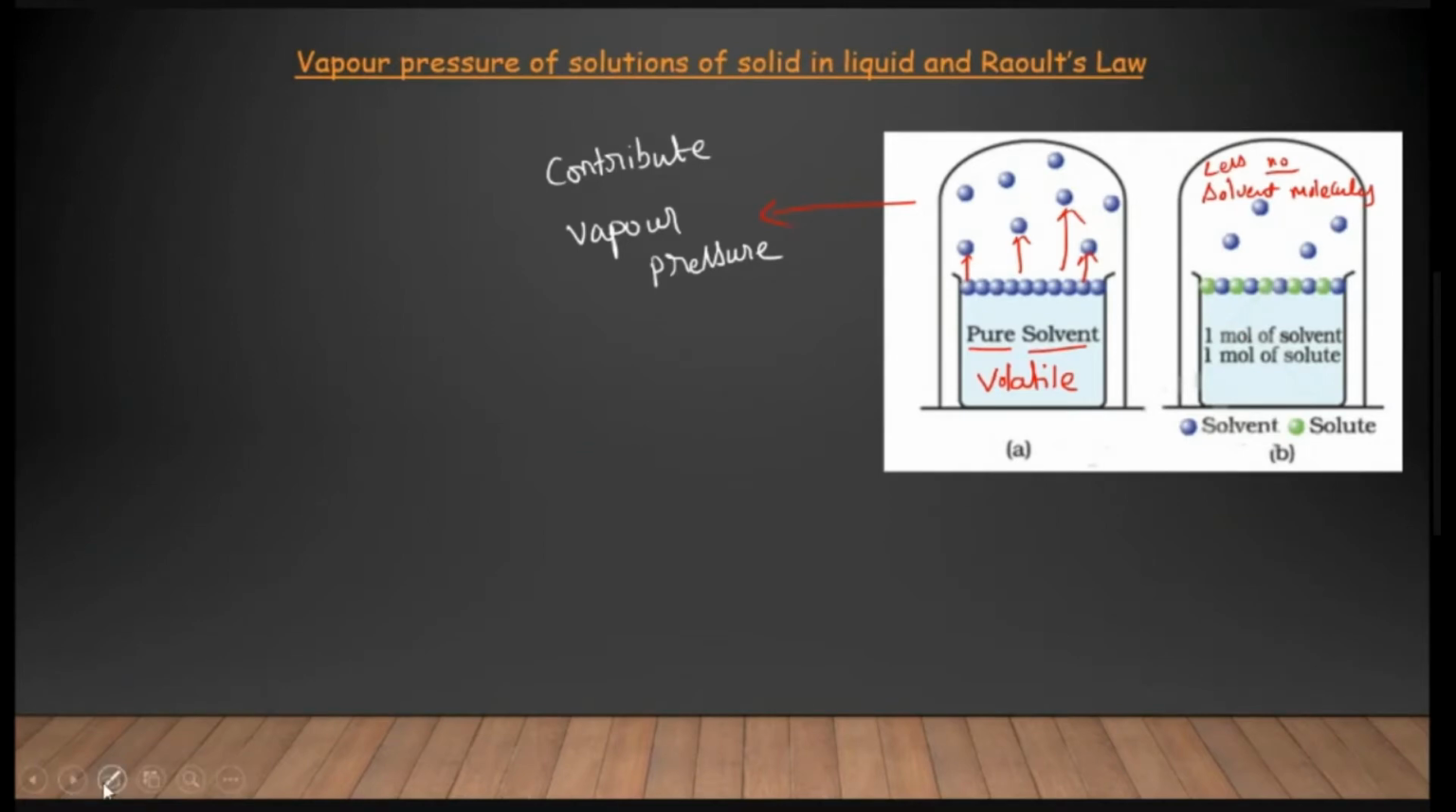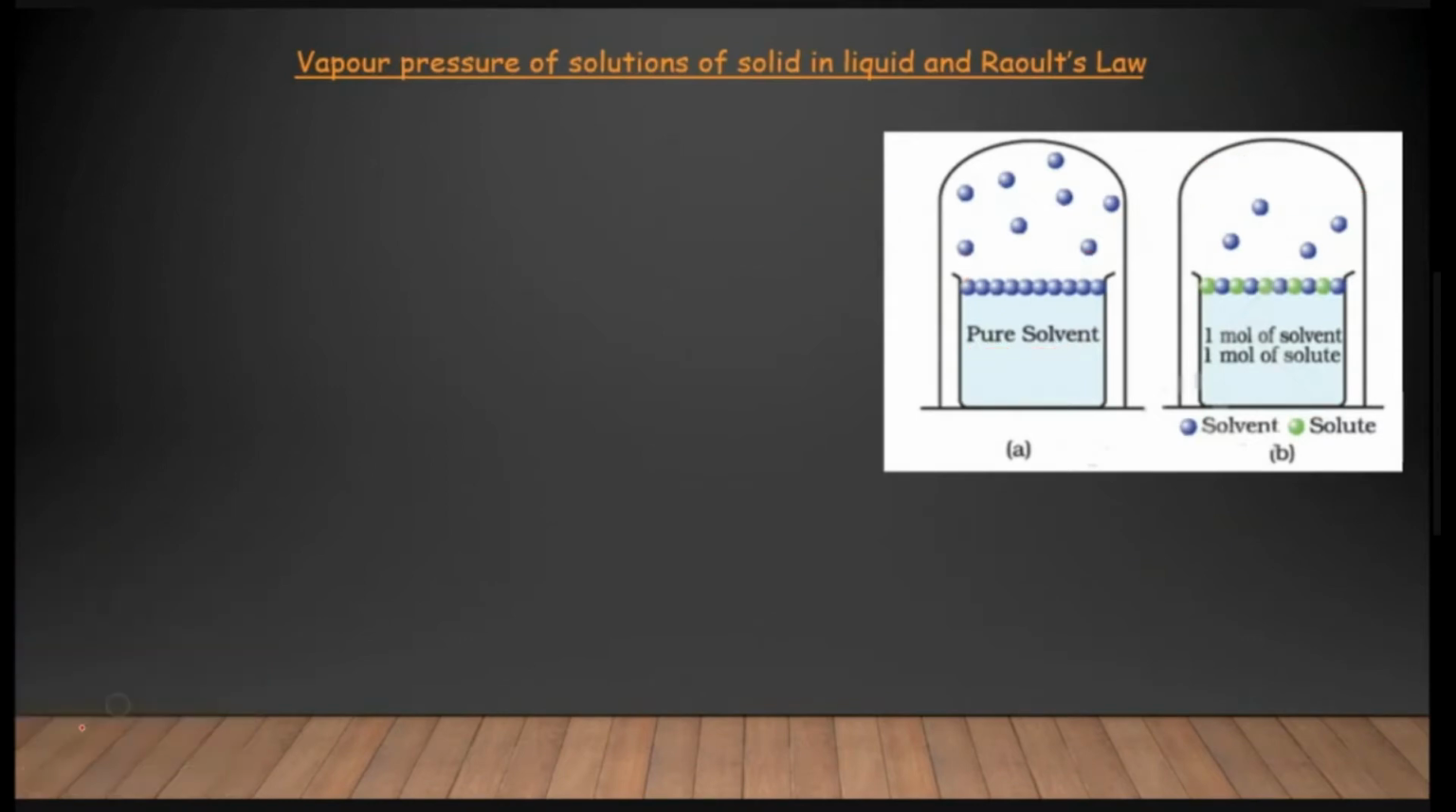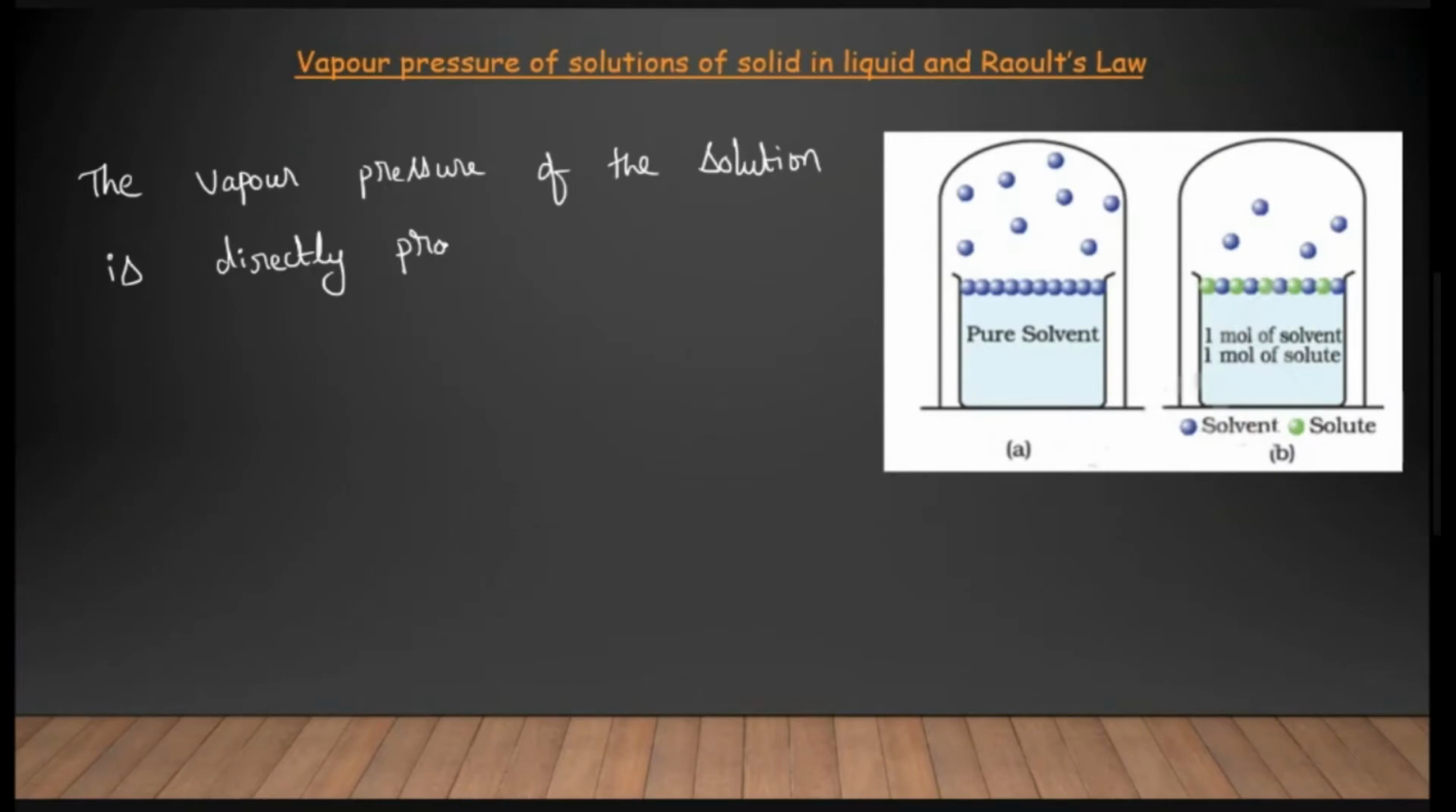According to Raoult's law, we can say that the vapor pressure of the solution is directly proportional to the mole fraction of the solvent in the solution.